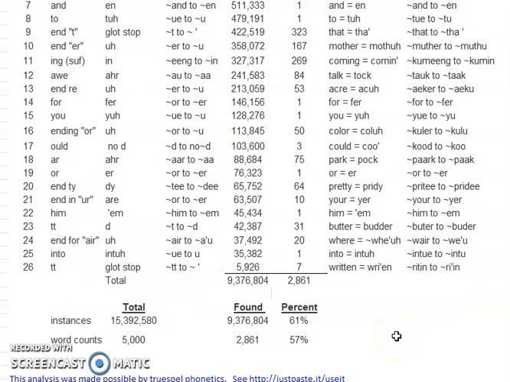So basically what I'm saying is that this was a database of this many words, 5,000. There were this many instances, and the accent possibilities were 61% on the frequency and 57% on the word totals. Here's the word column totals and the frequency totals.